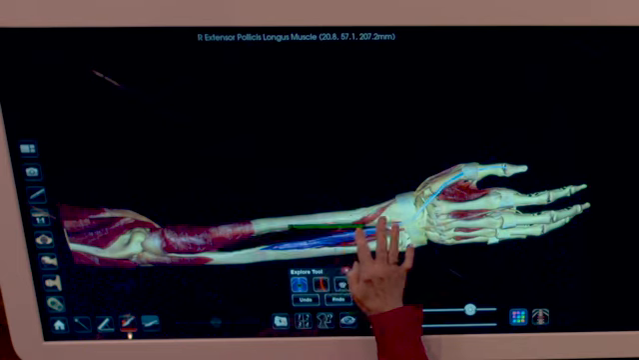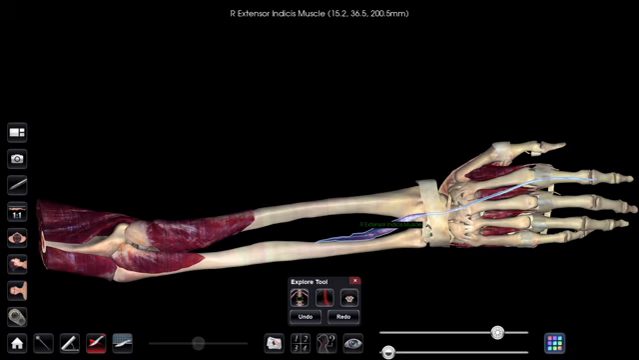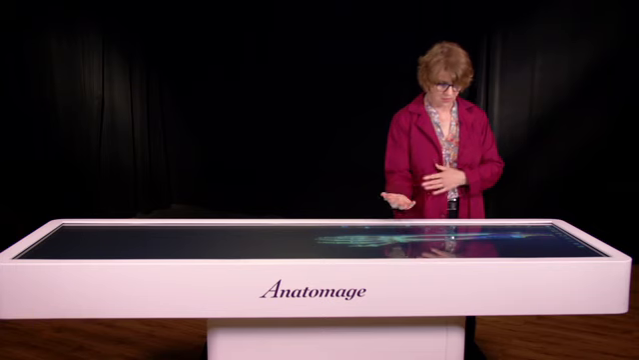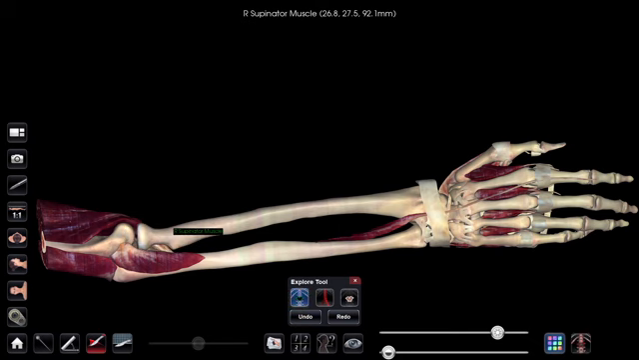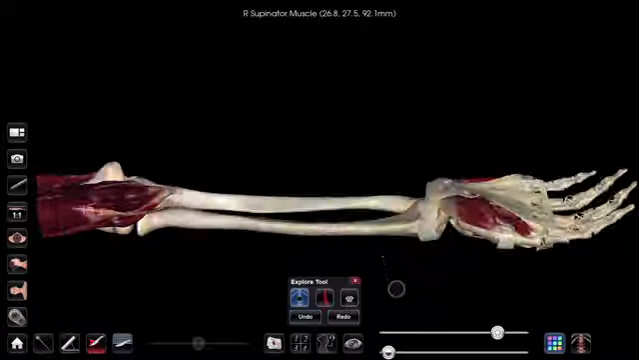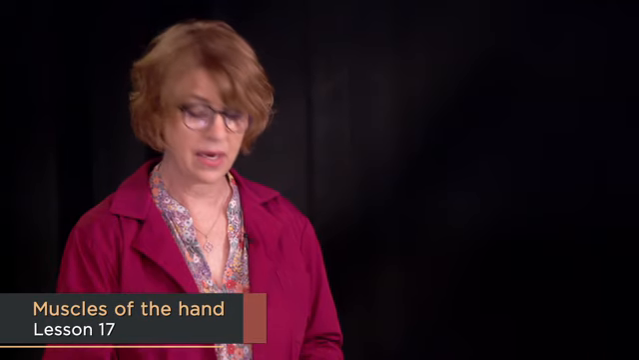If we remove those, we see the final two deep muscles of the posterior forearm, extensor indicis to the index finger, and the supinator, which, remember, allows a pronated hand to be supinated at the elbow. So let's remove those and we'll transition to the hand. Let's turn now to the intrinsic muscles of the hand. Remember, to be intrinsic, a muscle is entirely contained within the hand itself.